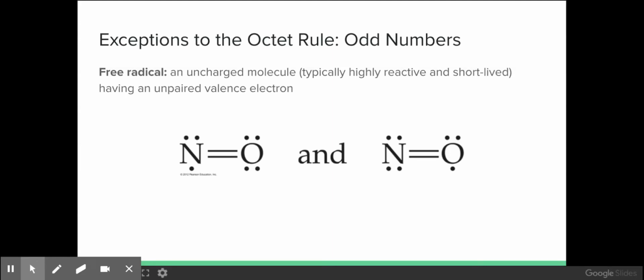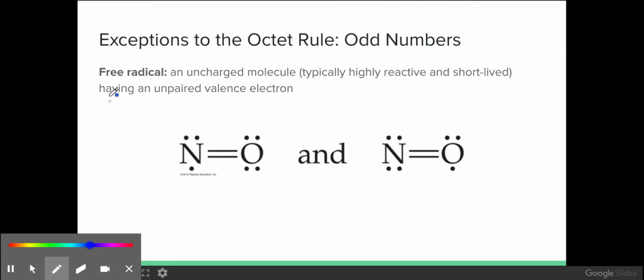Not everything in chemistry is black and white. There's a lot of shades of gray in between. We teach the octet rule as though it's black and white: all atoms tend to form chemical bonds so that they can have 8 electrons. Well, there's actually quite a few compounds that deviate from this rule.